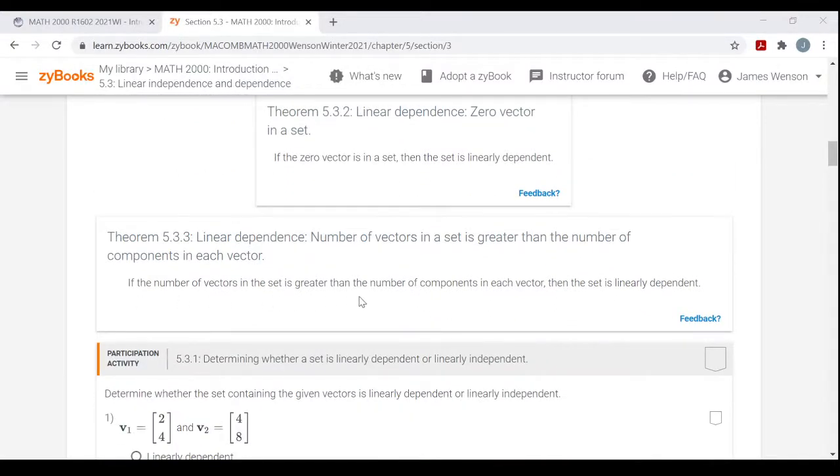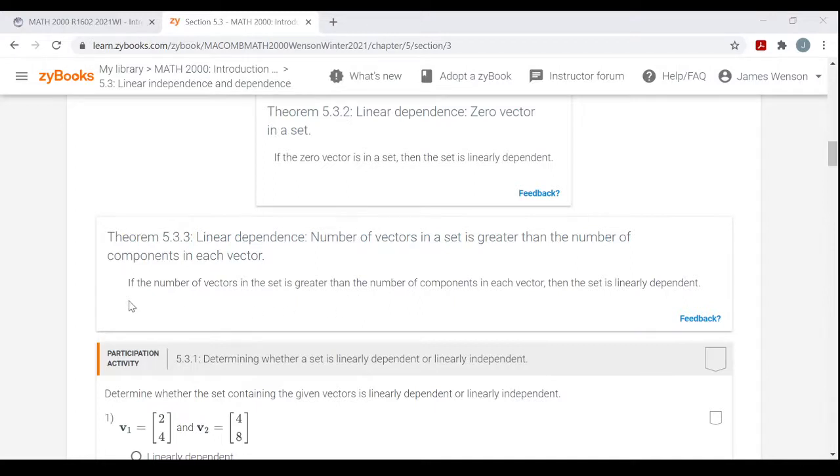And one more thing too. I talked about the pivot columns. If you take your vectors, make those the columns of a matrix, and then put that in echelon form or reduced echelon form. Remember, if every single column is a pivot column, then the vectors are independent. But if there's a column that's not a pivot column, then they're dependent.